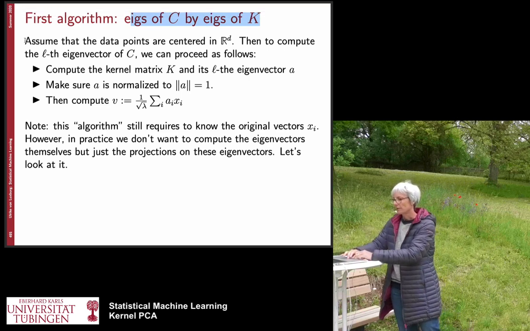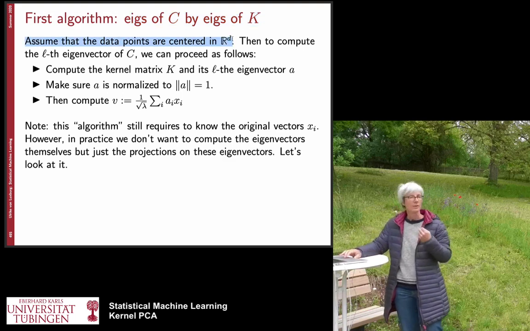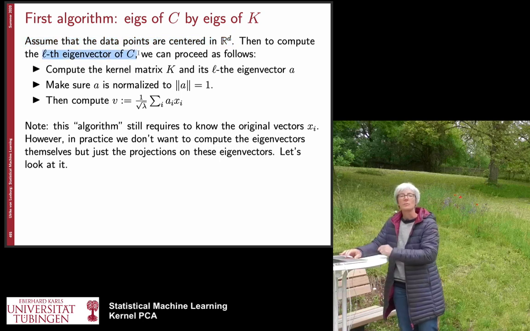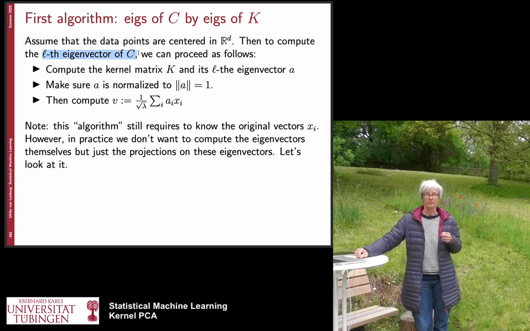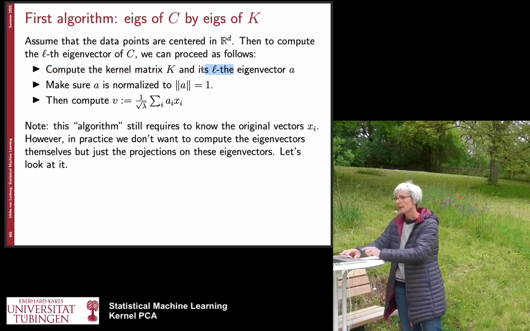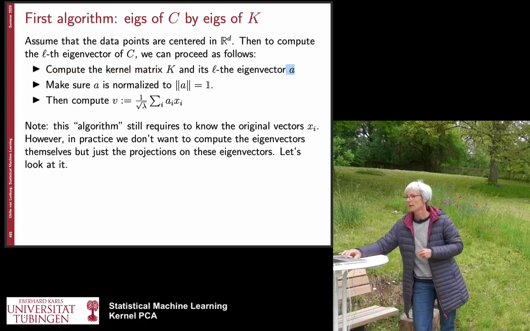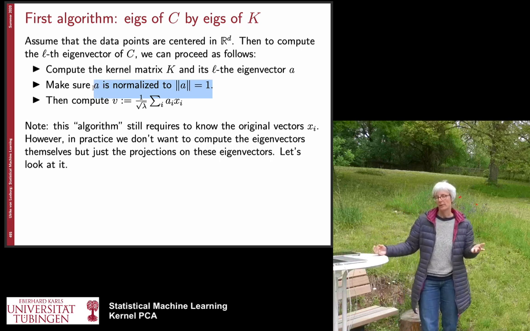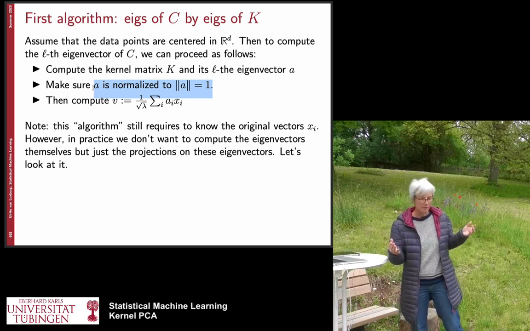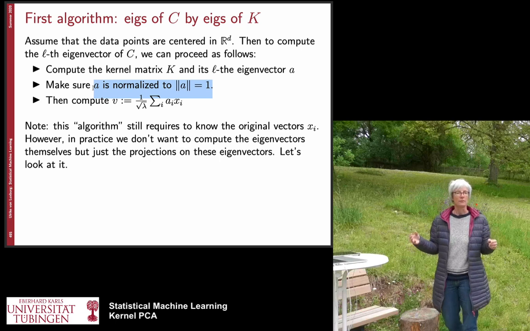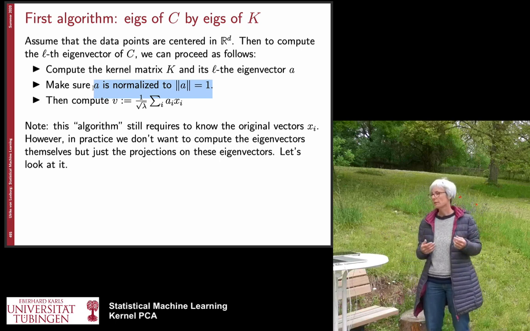Let's see what the slide says. So again, we assume that we have data points that are centered in R^D. And what we now want to do is compute the Lth eigenvector of the covariance matrix. Now what we do is we compute the kernel matrix of the linear kernel and its Lth eigenvector. We call it a. We make sure that this eigenvector a is normalized to norm 1, as it also is stated in the proposition. And in most cases, like in MATLAB or R, when you do an eigendecomposition of a matrix, the result is normalized, but maybe you might want to check that.